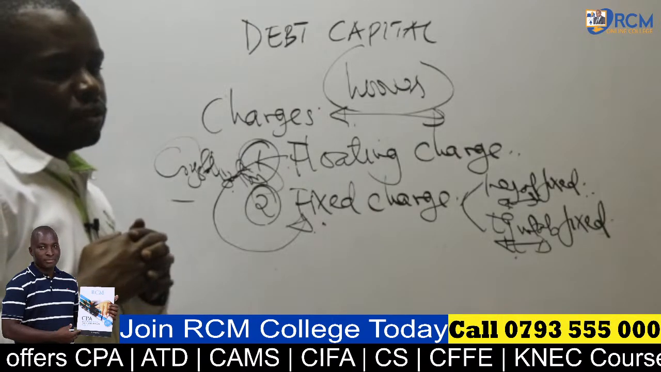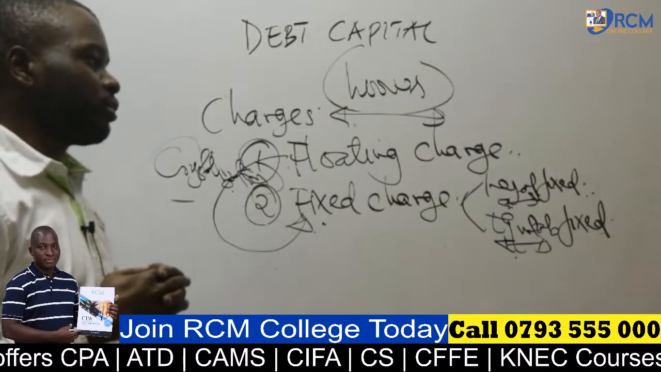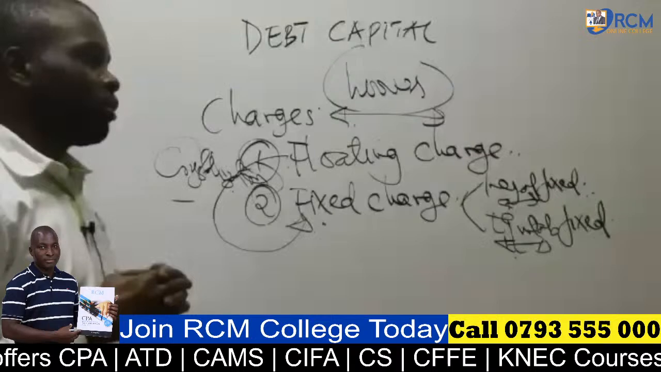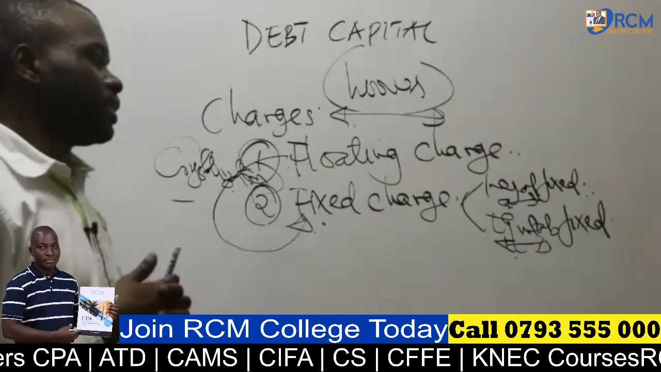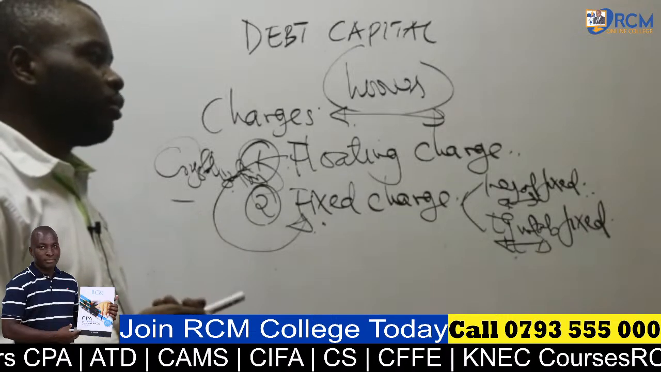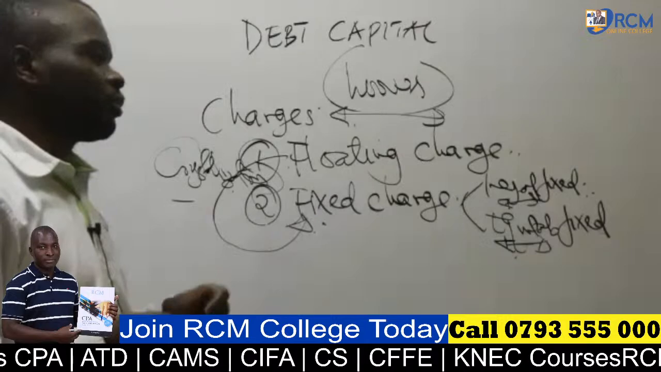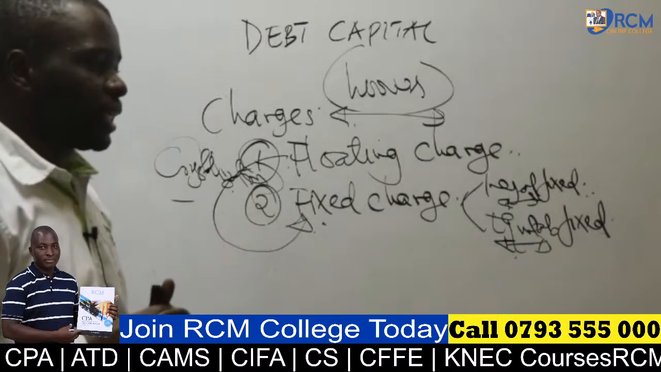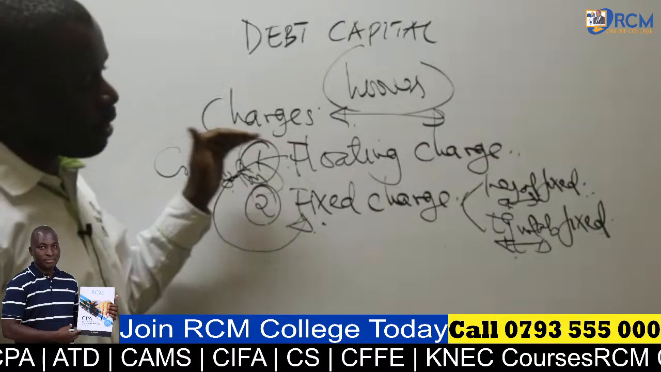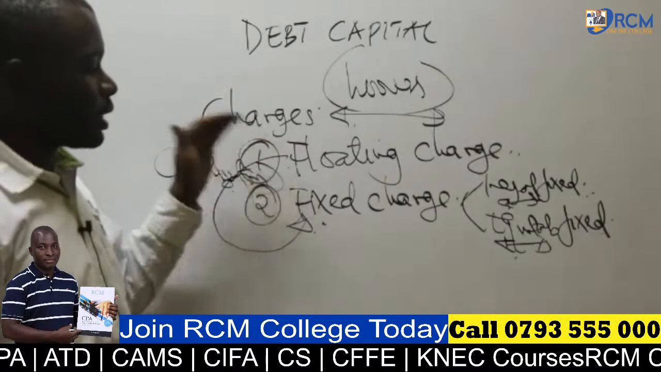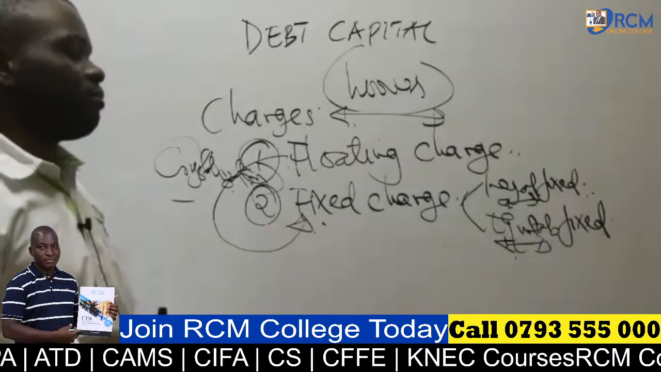So I think for today I'll end there. I don't want to confuse you further with this particular floating charge and fixed charge. So maybe you can just go up to that particular point so that we'll be able to expound on it next time. We learn more about a floating charge. What are the advantages of having a floating charge? What are the disadvantages of having a fixed charge?